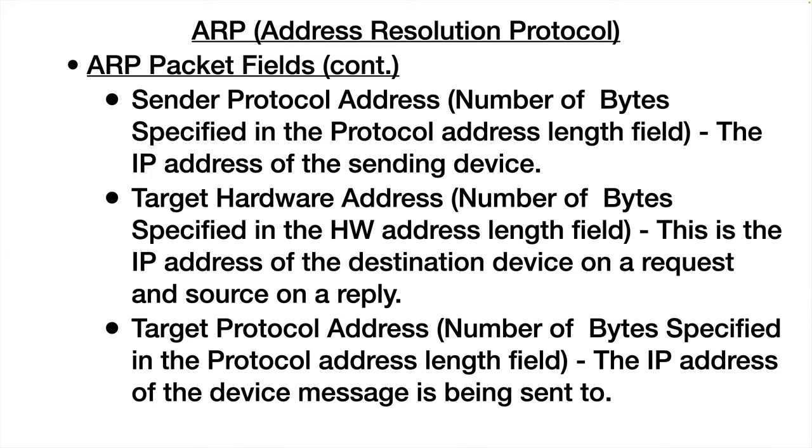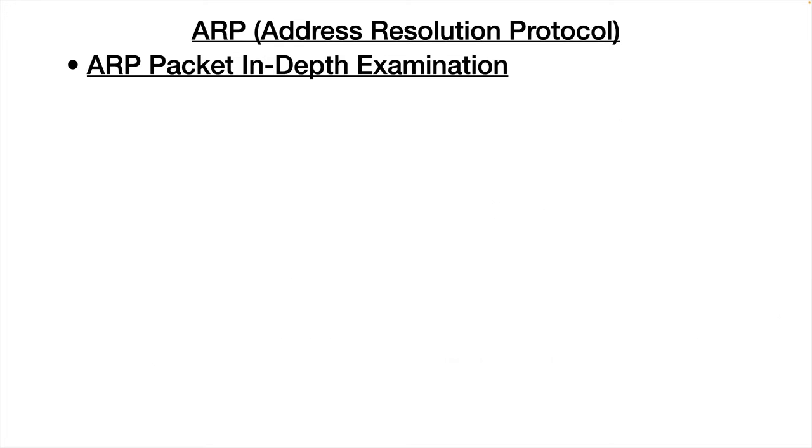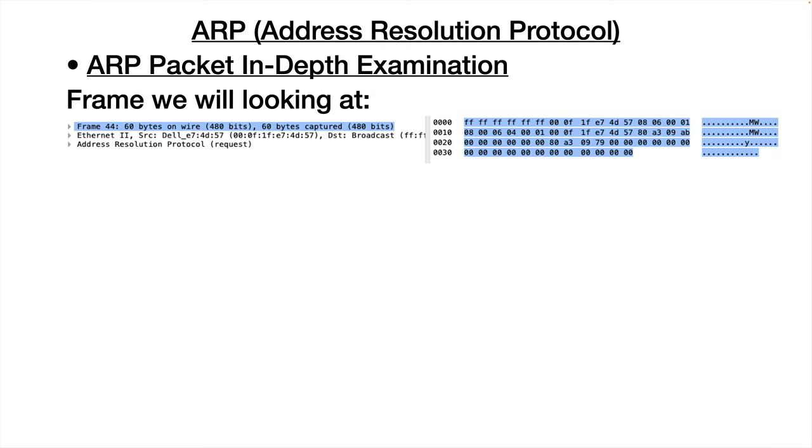Target protocol address is the IP address of the device the message is being sent to. So in this class we'll be delving a lot into real life examples. What we have here is a frame that I captured with Wireshark, and if we look at the whole frame, we have 60 bytes that were captured. We have the whole thing highlighted to the right.